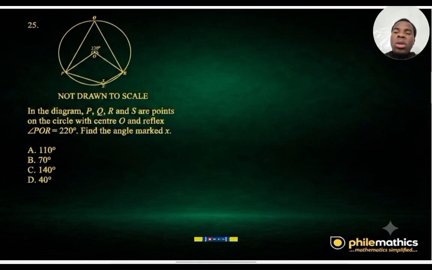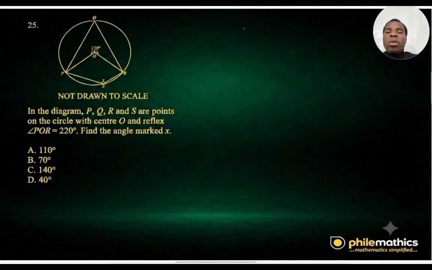This question tests your understanding of circle geometry. And it's a simple question such that if you know the theorem that is attached to this, the answer is simply glaring at you. What theorem is attached to this? Is the angle at center twice angle at circumference. Let's read the question. In the diagram, P, Q, R, and S are points on the circle with center O, and reflex angle POR is 220 degrees. Find the angle marked X.